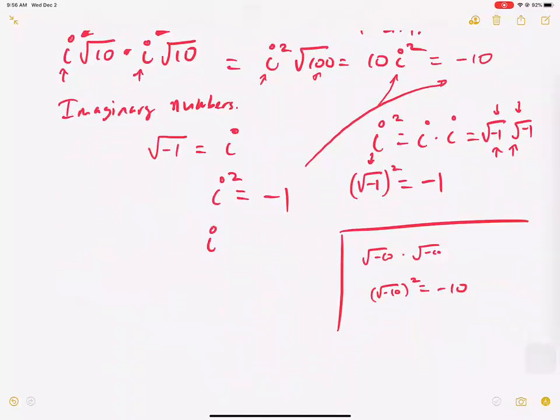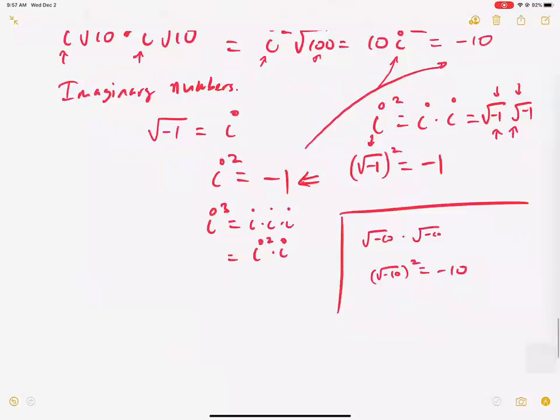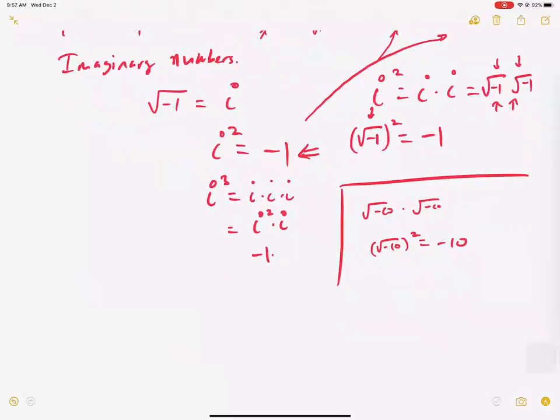What if I wrote i cubed? Okay, what's i cubed? Well, to simplify this, isn't i cubed really i times i times i? But instead, we're going to write it this way. Isn't this really i squared times i? That's another way of looking at it. i squared times i. What do we say by definition i squared is? i squared is just a negative 1 times i, which is just negative i. i cubed will always be negative i.